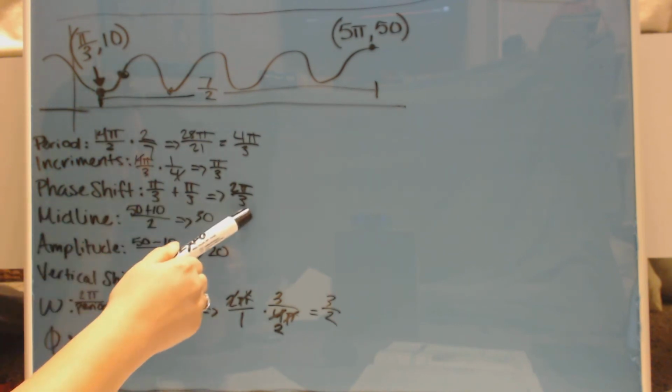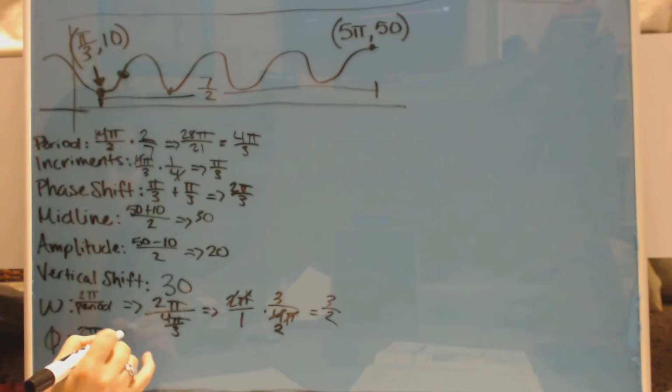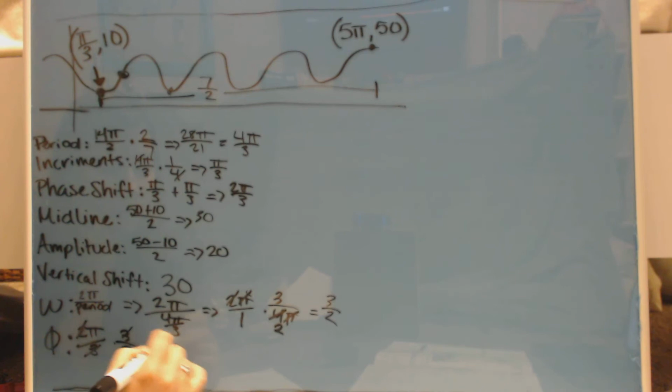So we take what our phase shift was and plug it in down here, so that's 2 pi over 3, and we multiply it by 3 halves. Look at that, the 3's cancel out, the 2's cancel out. We end up with phi is just pi.